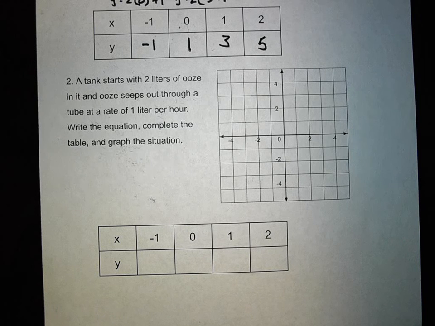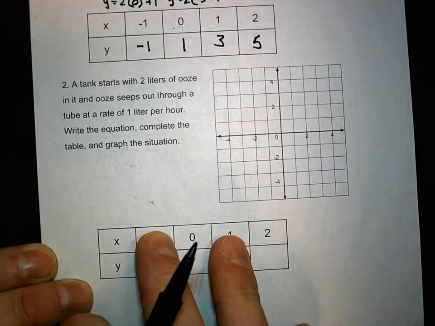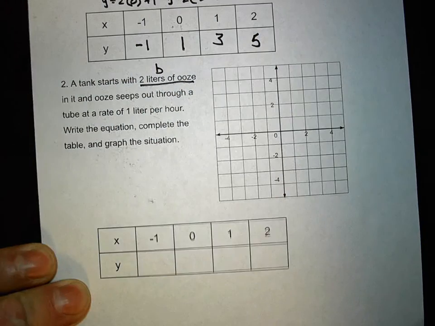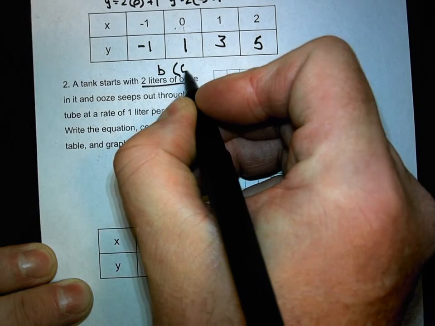All right. Let's look at this one. All right. What is the starting point for any equation? What do we call that? We call it the y-intercept, or b, right? In this equation, what do we start with? 2. The 2 liters of ooze, right? That's our b. That's our y-intercept. And what are the coordinates for a y-intercept? 0, comma, whatever b is, in this case, 2.